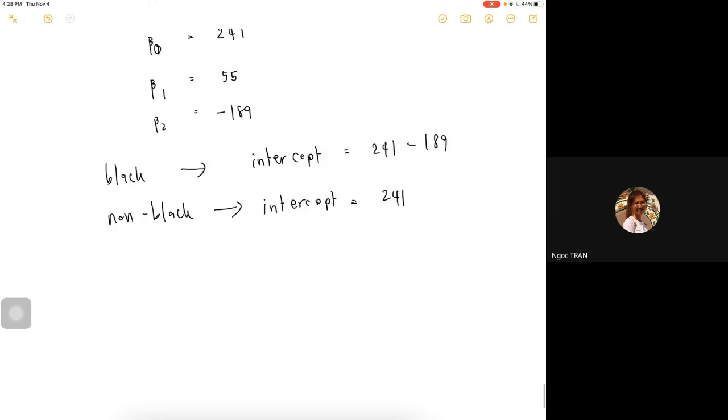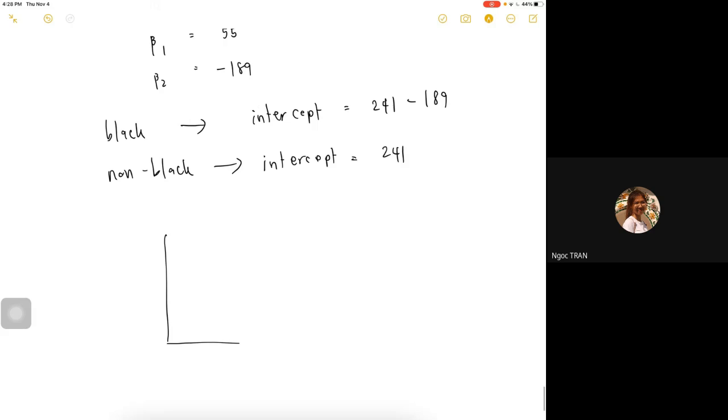So that's why when you plot a graph between Black and non-Black people, you will see that the intercept of non-Black will be higher than Black people. It's exactly the same as when you did it in eViews. Do you have any questions?